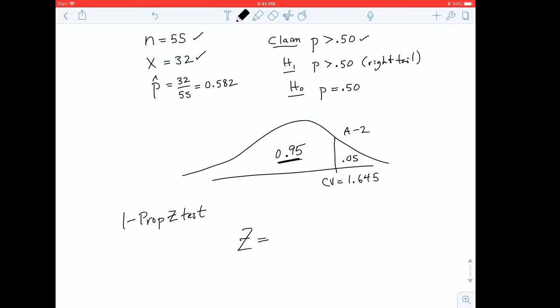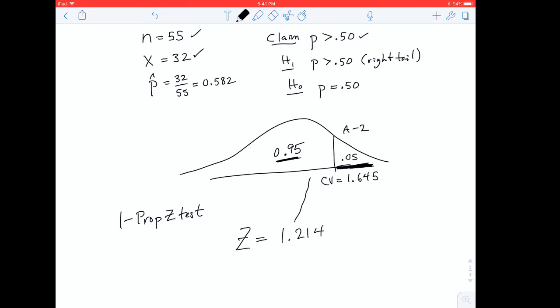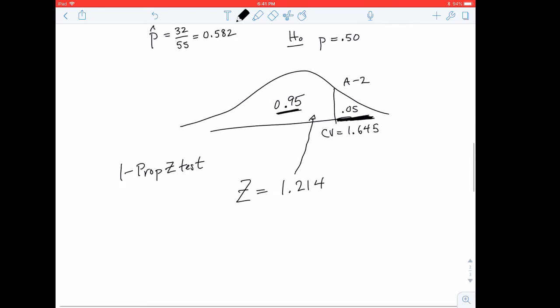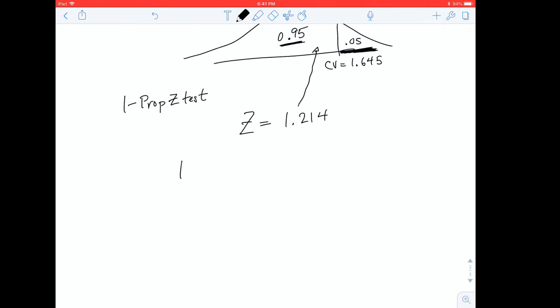So it was Z equals 1.214. And again, you can only prove something if it lands over here, past the critical value. But a 1.2, it would land to the right, but it would not make it past 1.645. So this is another one where we failed to reject H sub O. And we did not prove anything, or another way to say it is we can't make a conclusion.